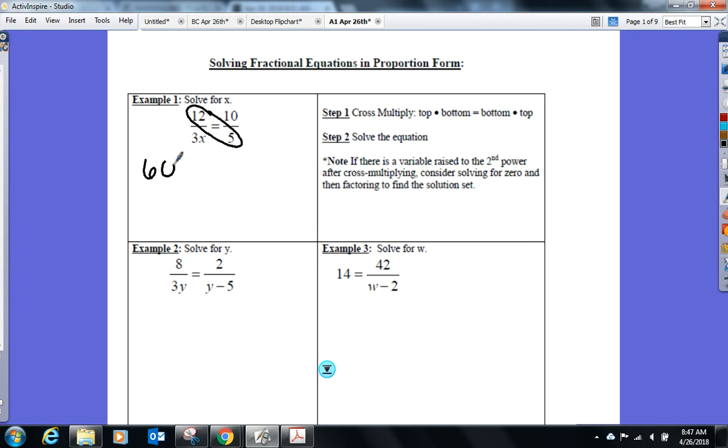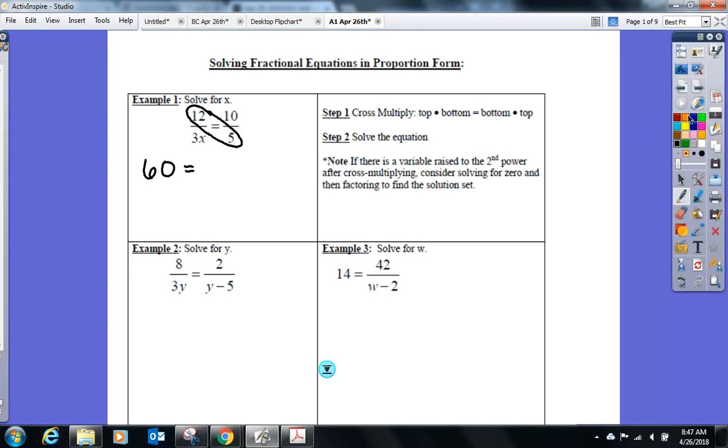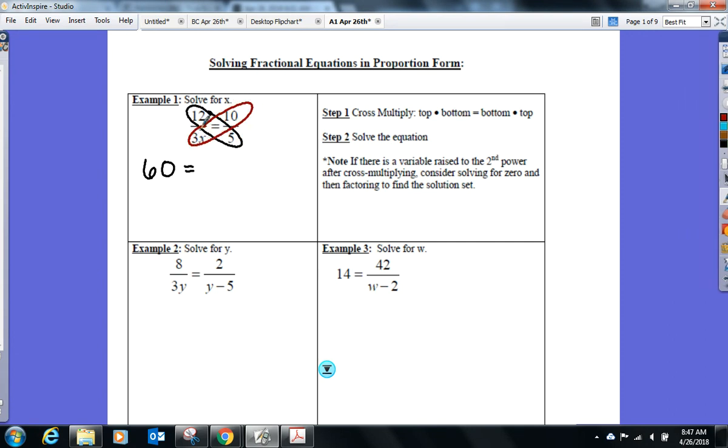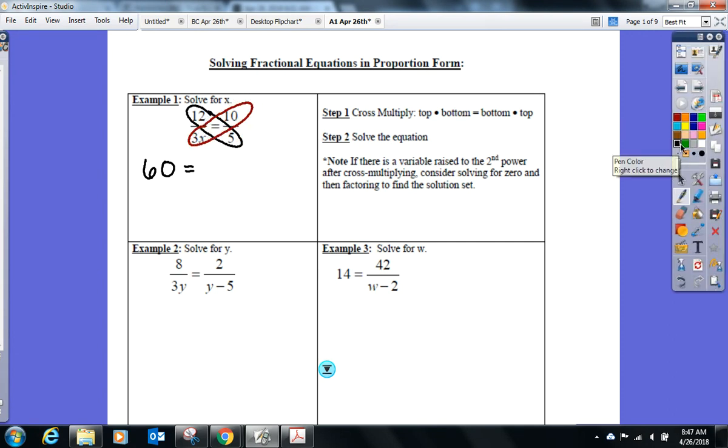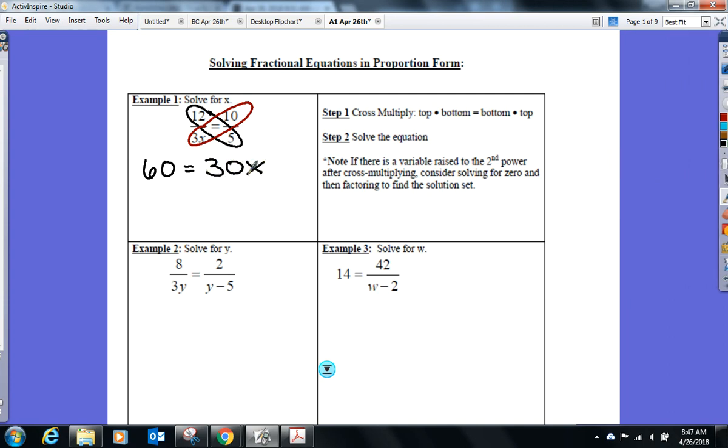60 equals, cross multiply, 3x times 10, 30x. Can we handle solving that? Yep. X equals 2. All right, no issues. I'm going to turn it over to you guys.